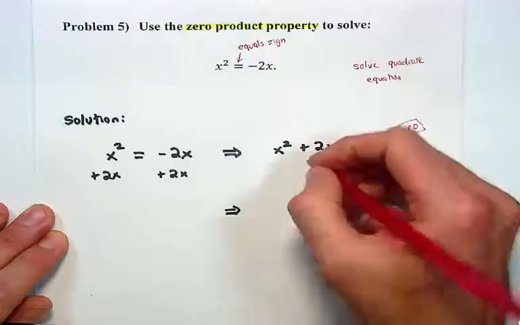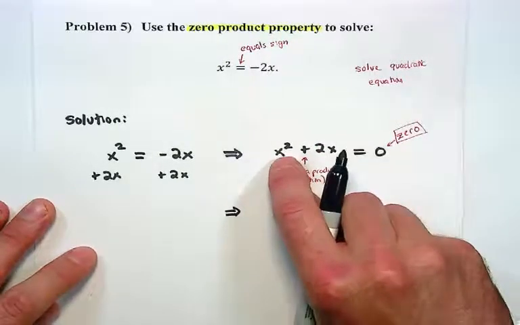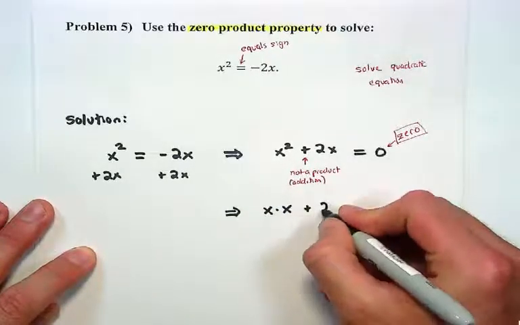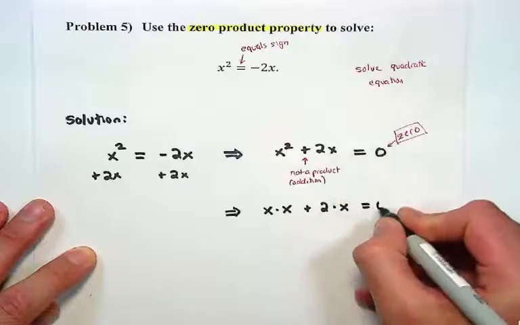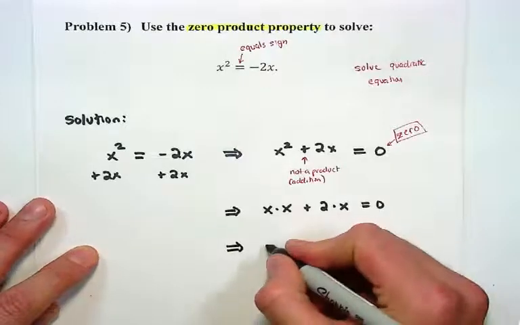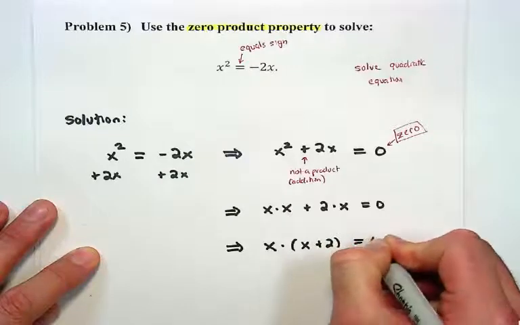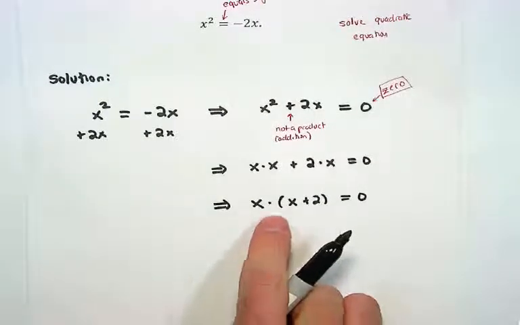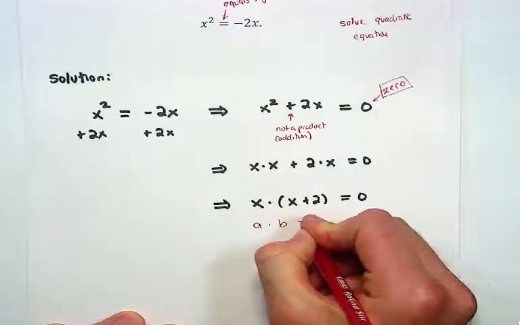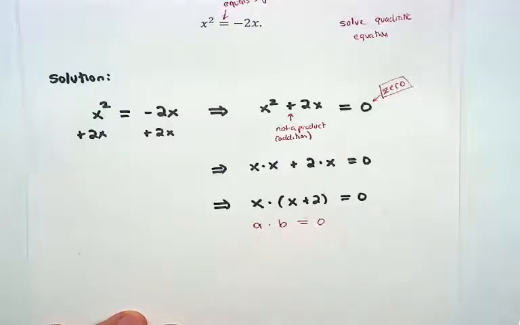This side is not yet a product, but we know that we can try to factor it, as discussed before. The x squared we could write as x times x. The 2x we could write as 2 times x. And notice these two terms share a factor of x. In other words, this is x times x plus 2 equal to 0. We see in this situation, this is the exact form that we expect if we're going to apply the zero product property. A factor times another factor equals 0.